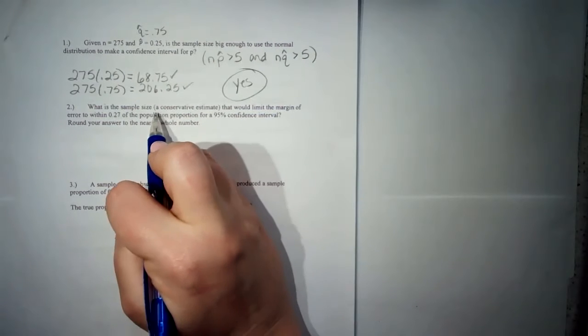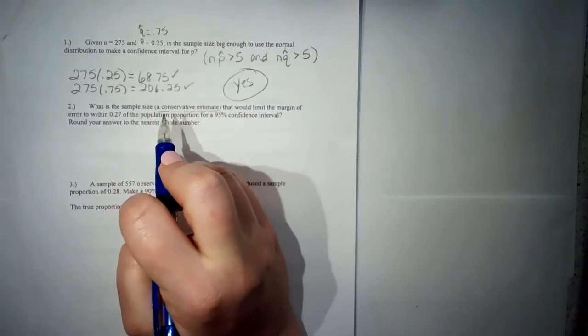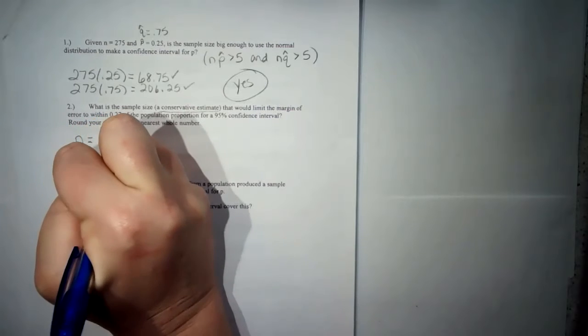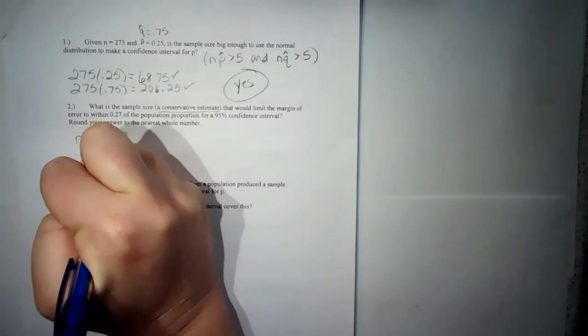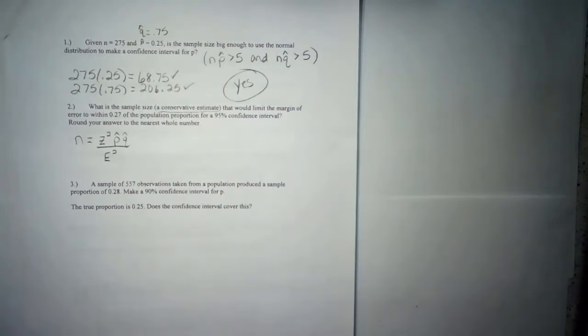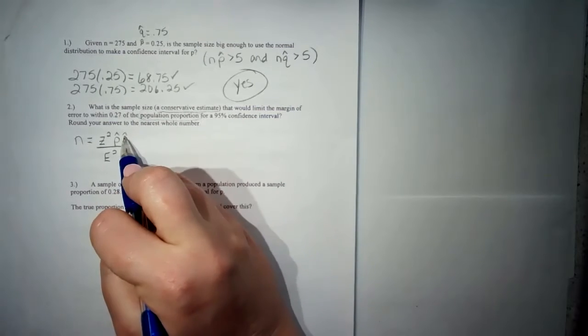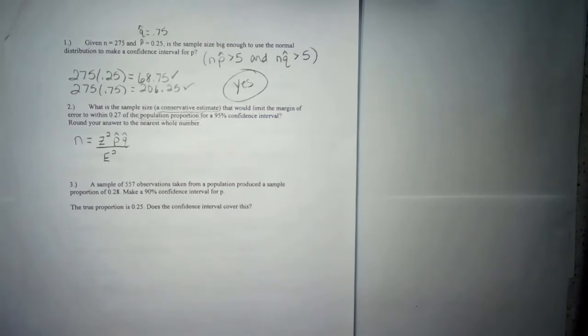Okay, number 2. What is the sample size? We have 2 sample size formulas, one for sigma, one for proportion. Oh, here we go. A conservative estimate. I already know who it's going to be. It's going to be the z squared p hat q hat over e squared. That would limit the margin of error to within 0.27 of the population proportion. This is another way that you know we're looking at this formula for a 95% confidence interval.